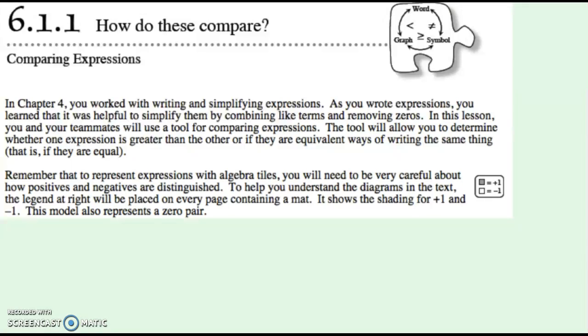Remember that to represent expressions with algebra tiles, you need to be very careful about how positive and negatives are distinguished. To help you understand the diagram in the text, the legend at the right will be placed on every page containing a mat. It shows the shading for a positive one and a negative one. This model also represents a zero pair. So you can see that if it's shaded, it's positive. If it's not shaded and it's just white, it's negative.